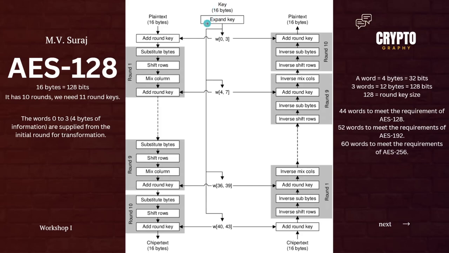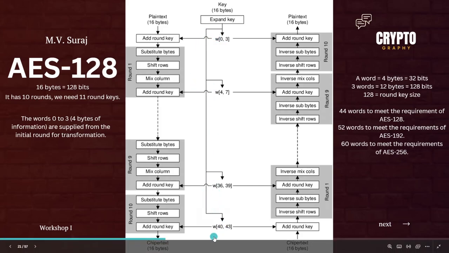Since a word is 4 bytes and 4 bytes is 32 bits, 4 words will be 16 bytes and 16 bytes will be 128 bits, and that is our round key size. I have made a typo here. It should be 4 words, 16 bytes equals 128 bits. But for now let's just pretend that this is 4 words and 16 bytes instead. So we know that the key is of 16 bytes, which means all of its subkeys are also going to be 16 bytes.